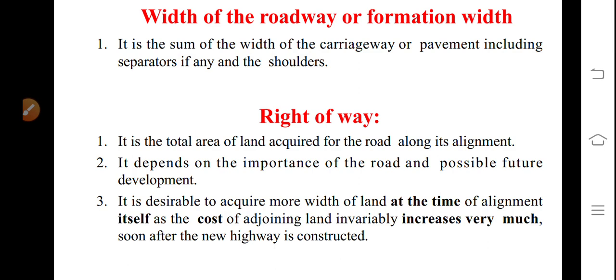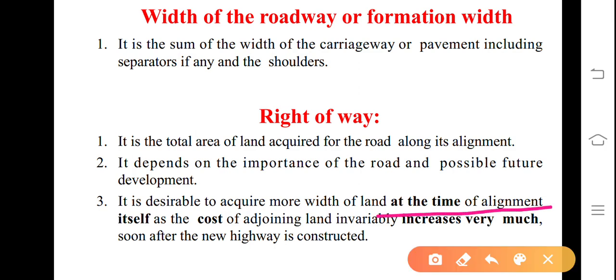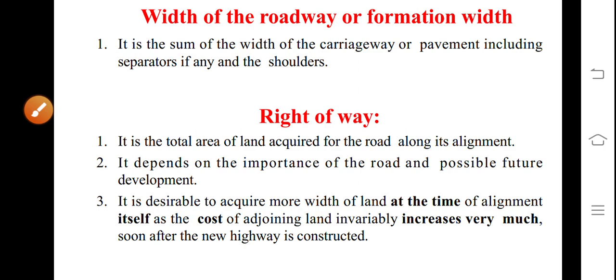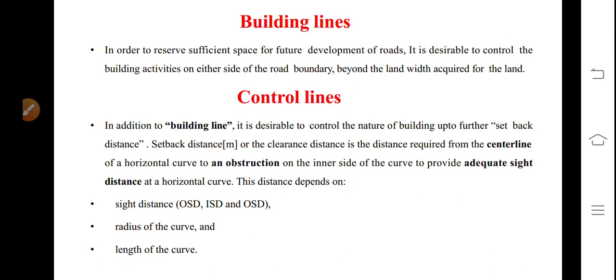Right of way. It is the total area of land acquired for the road along its alignment. It depends on the importance of the road and possible future development. It is desirable to acquire more width of land at the time of alignment itself, as the cost of adjoining land invariably increases very much soon after the new highway is constructed. That's why sufficient land should be acquired at the time of alignment itself.